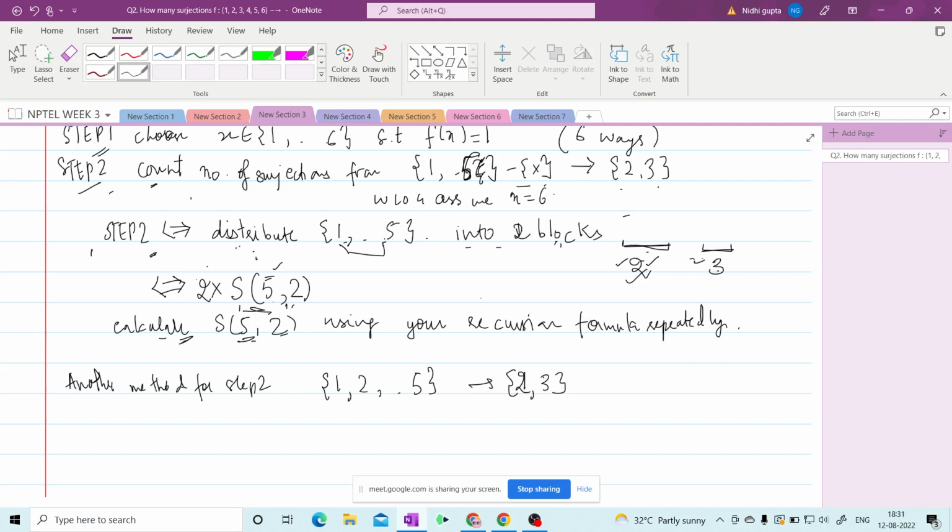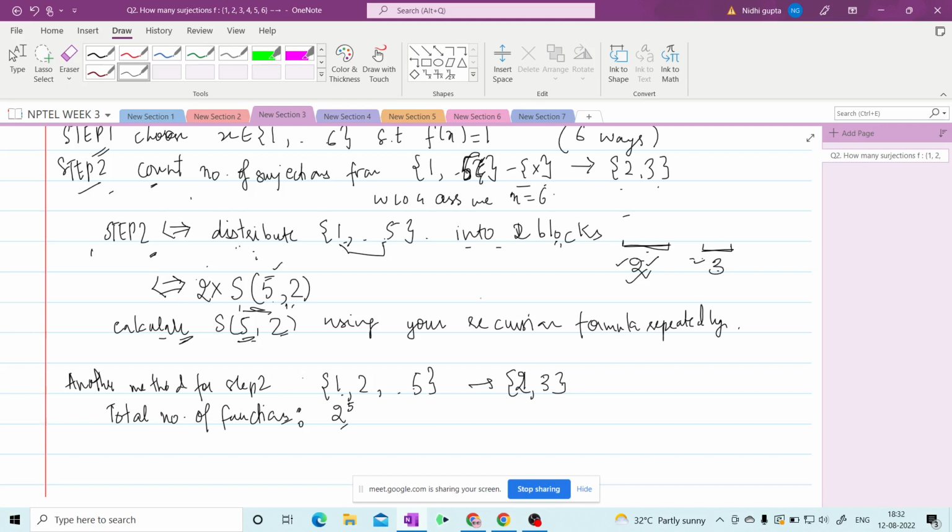So first of all, what are the total number of functions? If you want to calculate the total number of functions from 1 to 5 to {2, 3}, what are the total number of functions? For each of the elements, we can have two choices. Yes, so 2 raised to the power 5.